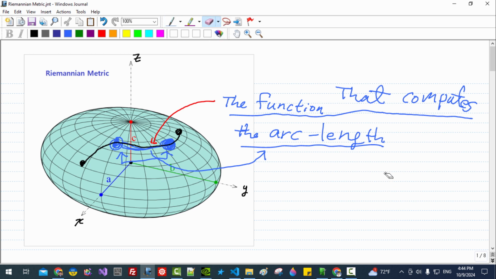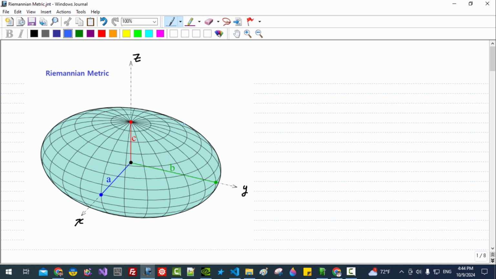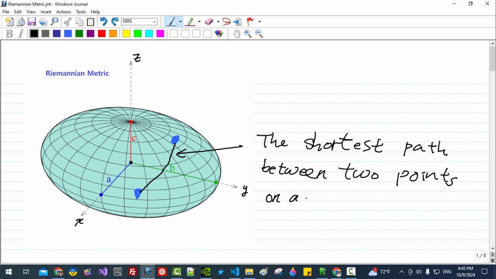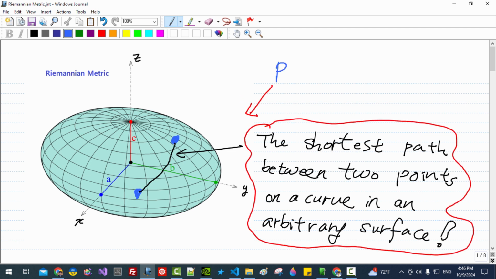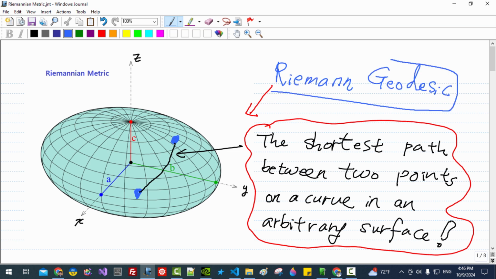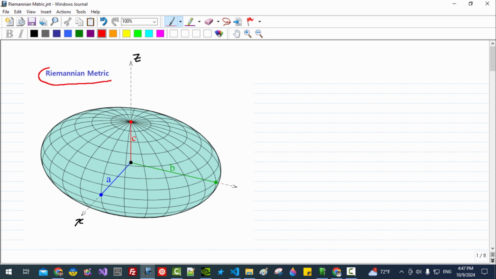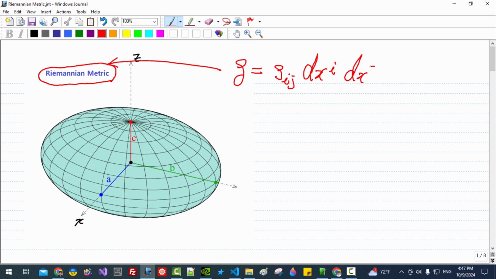This is the first step in differential geometry. In near future sessions, we will learn something like this. If we are given 2 points, then we can compute the shortest path between 2 points on a curve in an arbitrary surface. To do this, we apply the Riemann geodesic. We will implement this function very soon.